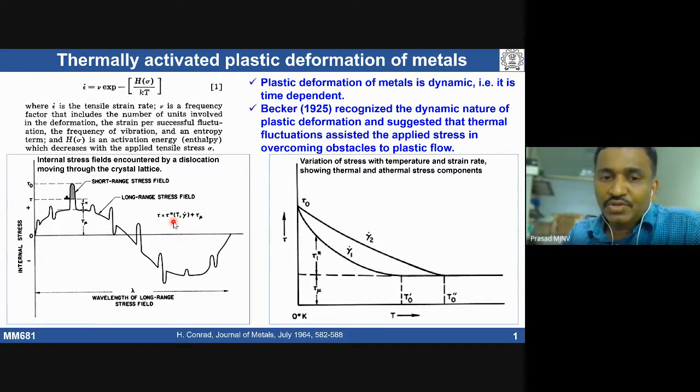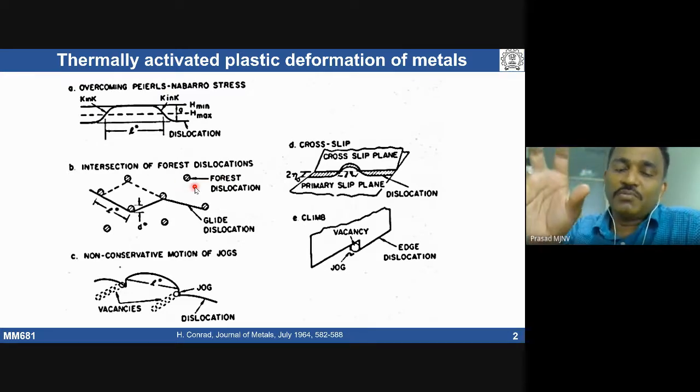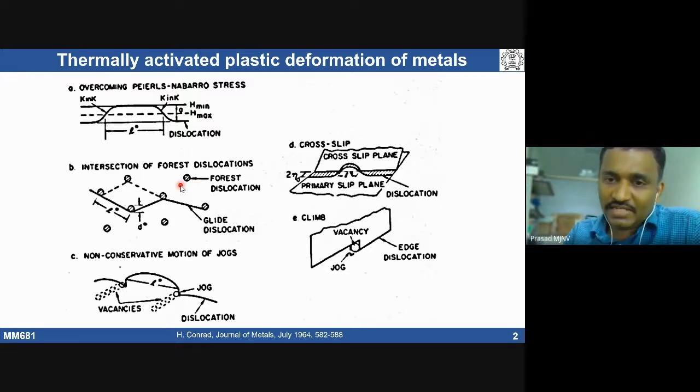We have discussed some important thermal barriers. These can be the overcoming of Peierls-Nabarro stress, and the intersection of forest dislocations. These forest dislocations can be overcome by giving some thermal energy. Similarly, non-conservative motion of jogs, which pins the dislocations, can be overcome by applying some thermal energy.